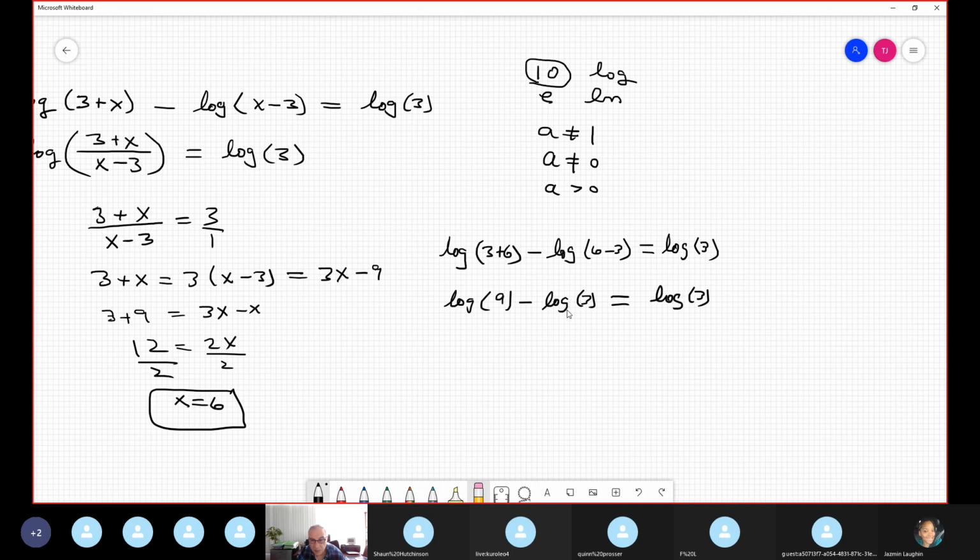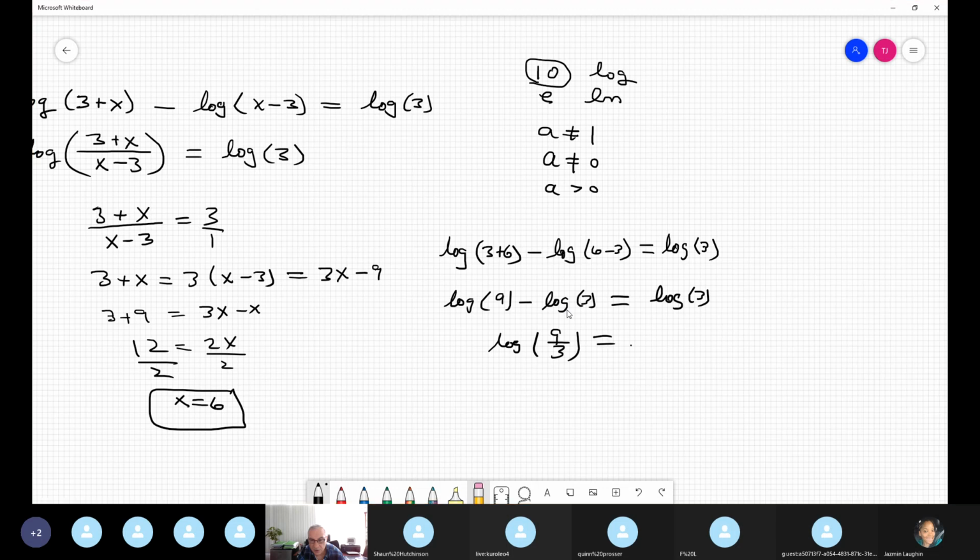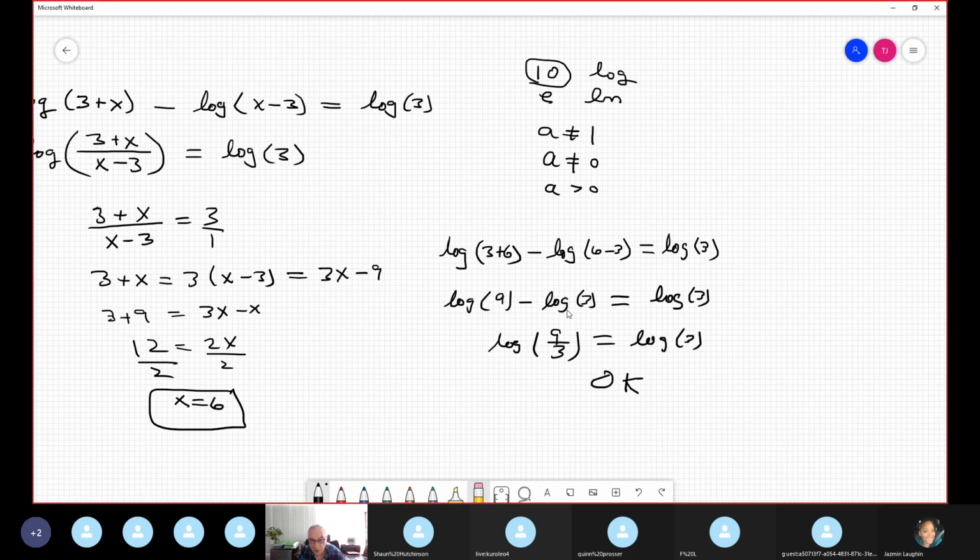When you apply property number 6 on the left hand side, it is logarithm of 9 over 3. It's obvious that it is logarithm of 3 because 9 divided by 3 is 3. Okay. And the solution is perfect. Okay, guys. We stop.